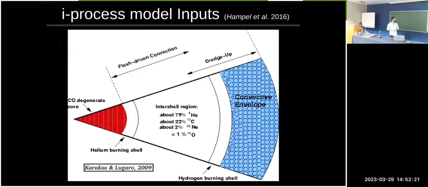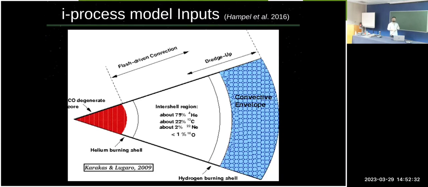Now, Hampel and their group in 2016 have calculated I process yields for several constant neutron densities, and they could successfully reproduce the observed abundances in 20 well-known CEMP stars. And we also want to see whether the I process can reproduce the observed abundances of our program stars. So before that, let me give a slight idea of this model of Hampel et al.